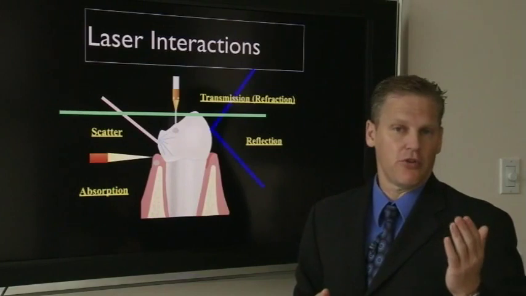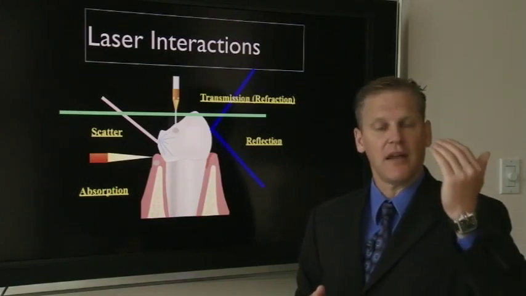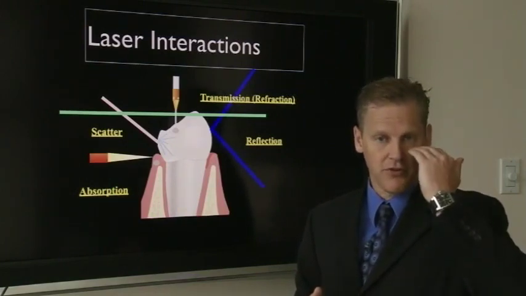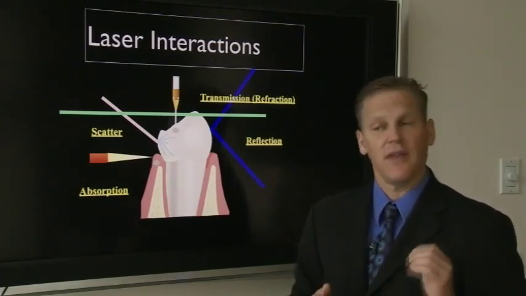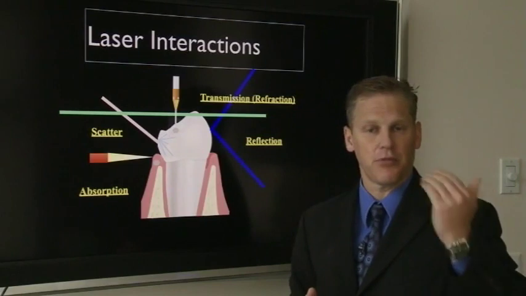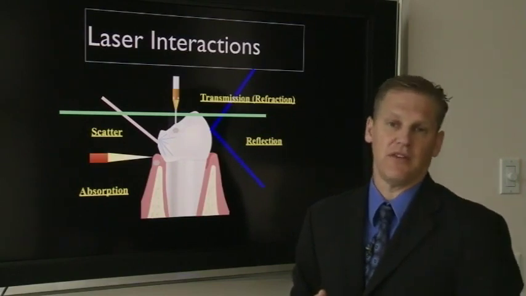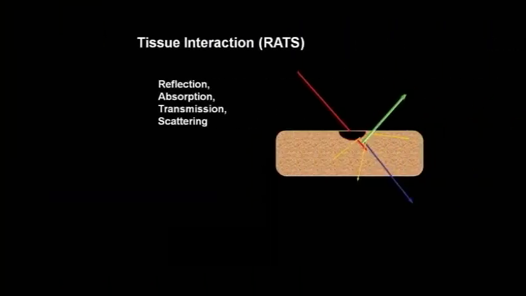Eye surgeons will also use lasers, and the laser beam is transmitted through the anterior portions of the eye and affecting the retina. If there are retinal tears or retinal bleeding, they can actually transmit the laser beam through and have it interacting with a deeper structure. So as mentioned, there are four different tissue interactions called RATs. It can be reflected, absorbed, which is what we really want. It can be transmitted, or there can be a scattering.